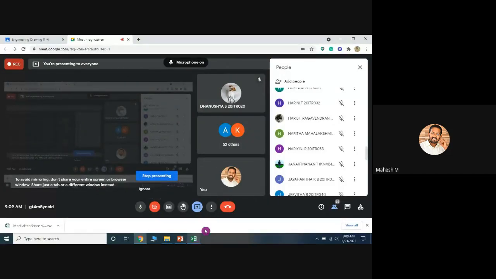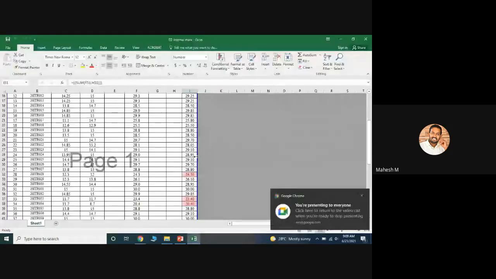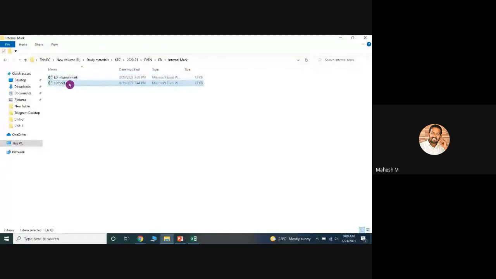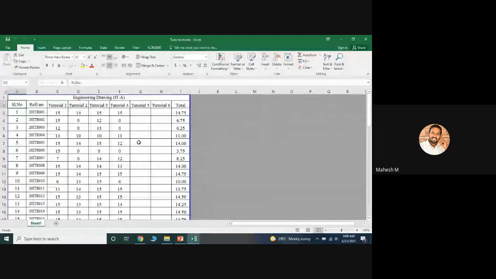Okay. So this is the pattern of internal mark. Okay. So try to get minimum of 25. And this is your tutorial. So you'll be having 6 tutorials. So in this 6, I think a best of 4 will be taken for 15 marks.